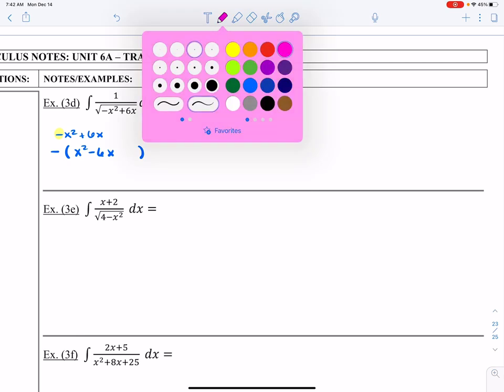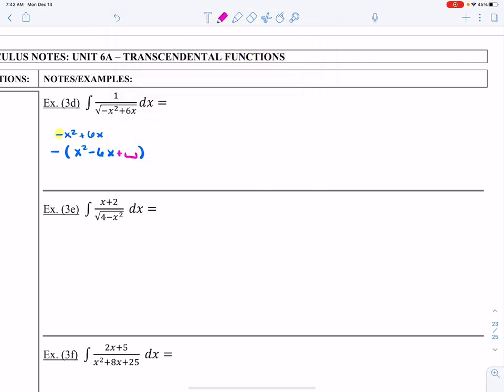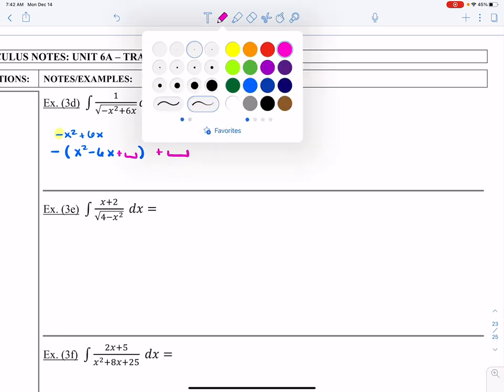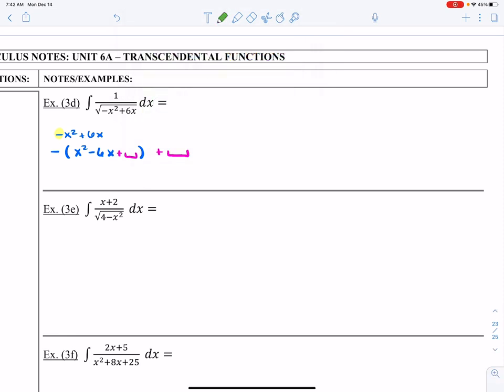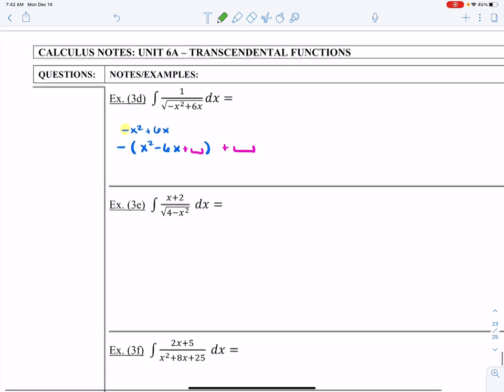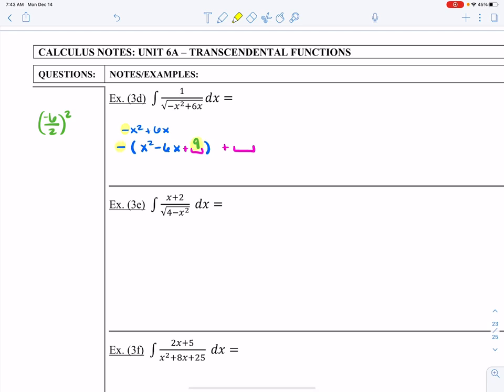Let's bring in a new spot here, and let's put a new spot here. Remember that the two numbers in those blanks must balance out. So again, we're going to take our b value, cut it in half, and square it. Negative 6 divided by 2 will be 3. 3 squared is 9. But this number 9 isn't really a 9. It's actually a negative 9.